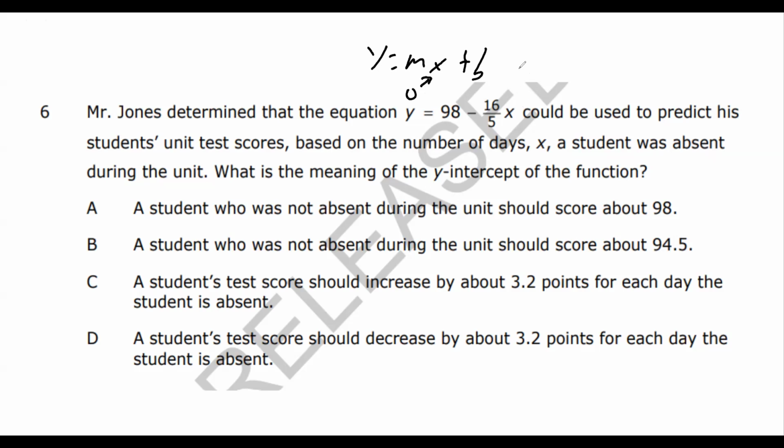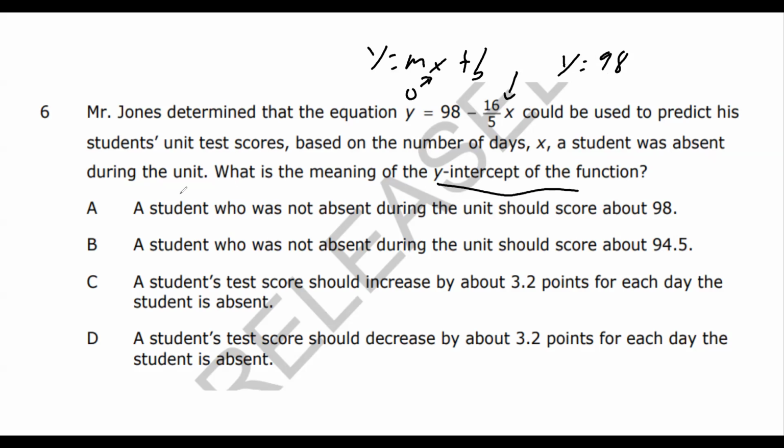So I'm going to plug in 0 here because it asks what is the meaning of the y-intercept of the function. So I plug in 0, I get y equals 98. So that's saying that if a student is absent 0 days, then the prediction is they'll get a 98. They might get a 99, they might get 100, but the prediction is that if you're not absent any, you'll have a very high grade on this unit. So that's what it's asking.